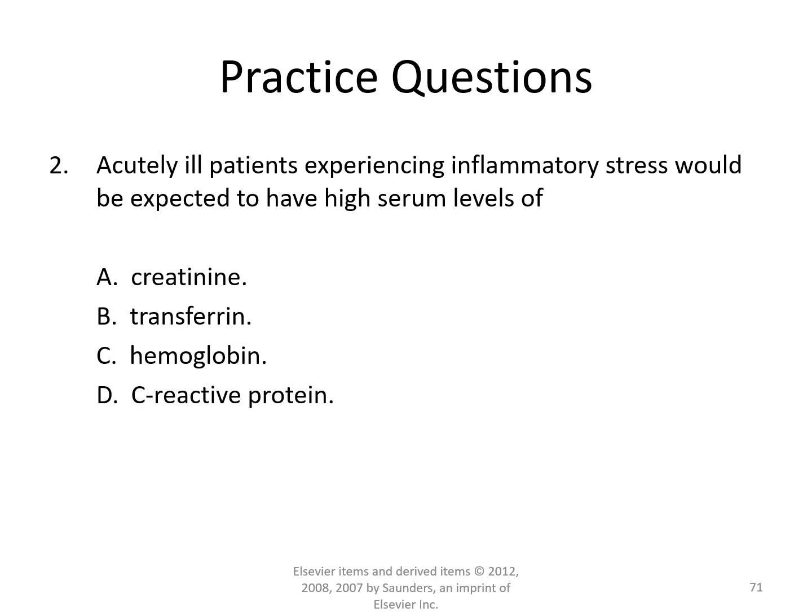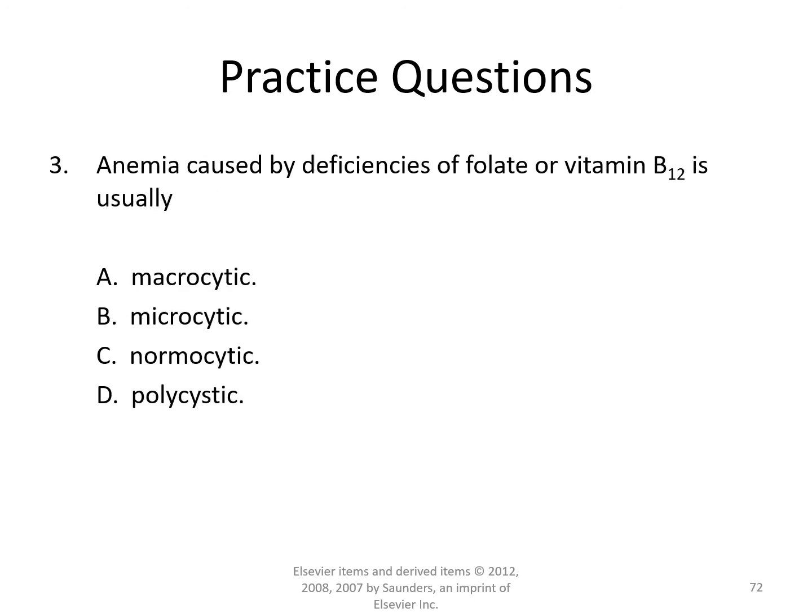Number 2, acutely ill patients experiencing inflammatory stress would be expected to have high serum levels of, and so with increased stress, we will see answer choice D. This is C-reactive protein. Number 3, anemia caused by deficiencies of folate or vitamin B12. So this results in cells that are answer choice A, macrocytic, or larger than normal.